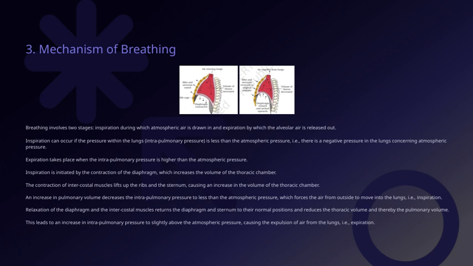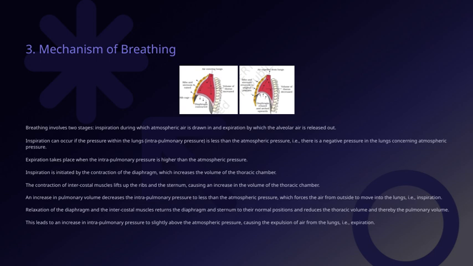A key player here is the intercostal muscles. When they contract, they lift the ribs and sternum, expanding the thoracic cavity further. This increases the volume, facilitating inspiration. And of course, the initial step in inspiration is the contraction of the diaphragm itself, which pushes downward and enlarges the thoracic chamber even more. So, in essence, inspiration kicks off when the intrapulmonary pressure falls below atmospheric pressure, allowing air to flow in.